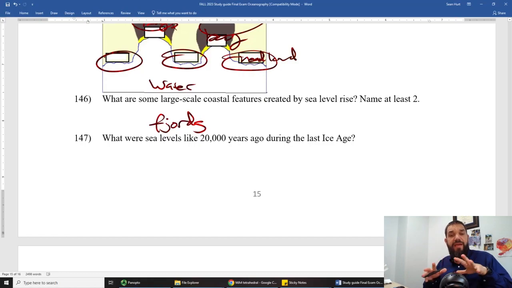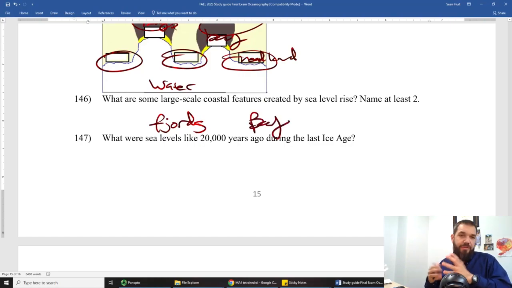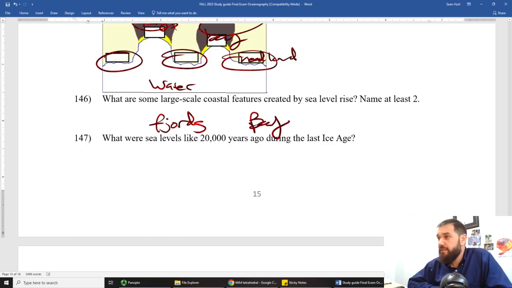So let's say you have a river valley, and the river has eroded and cut, incised this deep valley. If we have sea level rise, that will flood the valley and create a bay, just like Corpus Christi Bay. So we are a product of sea level rise. Corpus Christi Bay is a product of sea level rise.